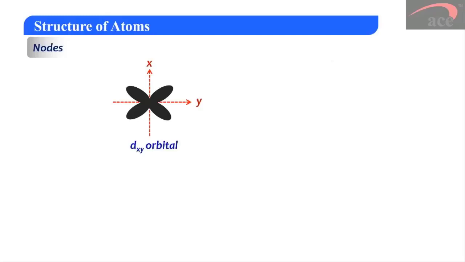So let's say if it is dxy orbital. For each d orbital, I told you there are how many nodal planes? 2 nodal planes. So the question is, for dxy orbital, there will be how many nodal planes? The answer will be 2. If it is dxy, you have to check which axis is not mentioned. Yes, it is z. So there will be 2 nodal planes, one present in xz and one present in yz.